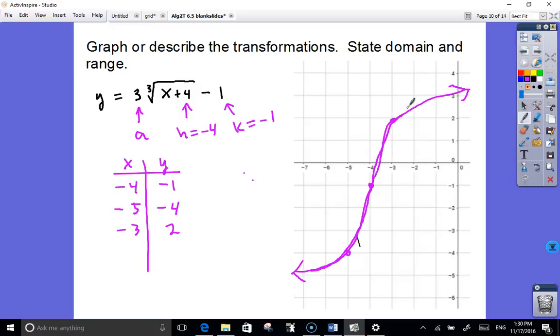So now, what is the domain and the range? Domain and range, all reals. It always is.